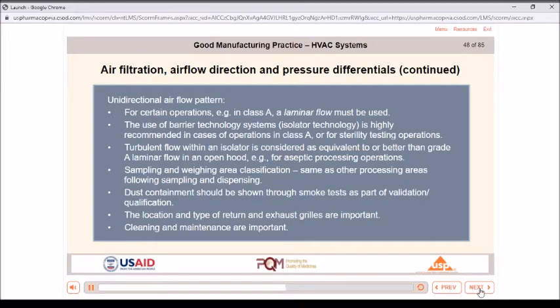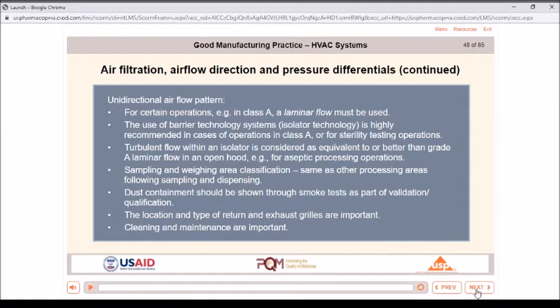for aseptic processing operations. Sampling and weighing area classification, same as other processing areas following sampling and dispensing. Dust contaminant should be shown through smoke test as part of validation qualification. The location and type of return and exhaust grills are important. Cleaning and maintenance are important.